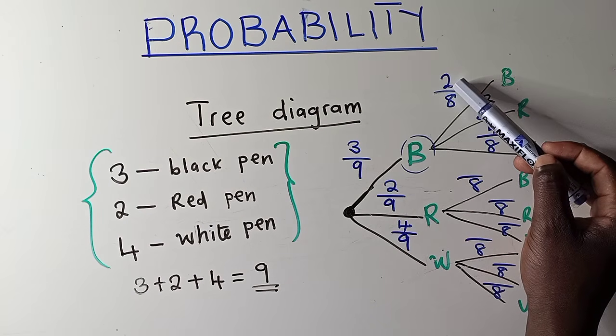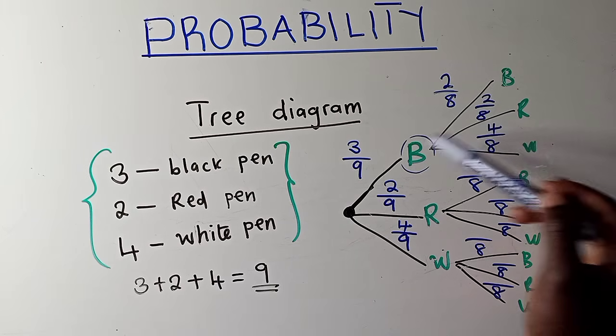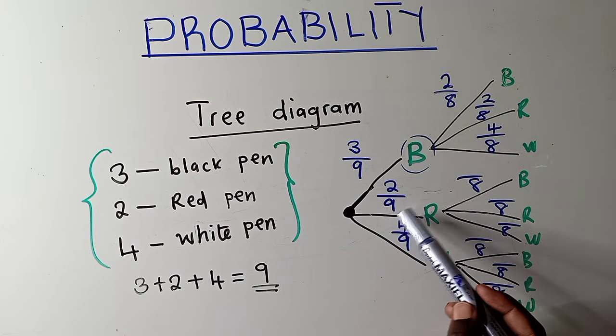The number on top has changed from 3 to 1. It has been reduced to 1. These others, don't change them. Okay, we come to the next one.